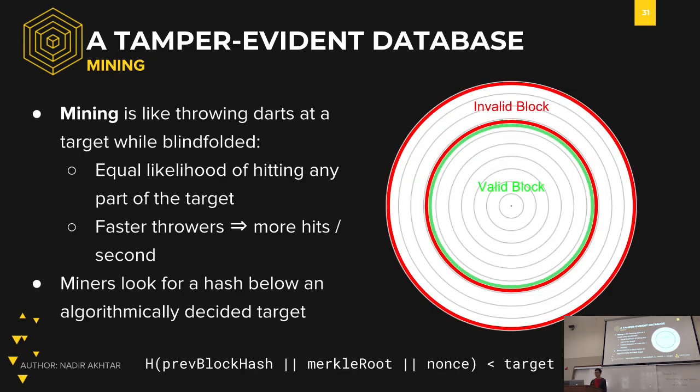So when we're talking about mining, we can think of it as throwing darts at a target while blindfolded. You have an equal likelihood of hitting any part of the target, but the faster you throw, the more hits you get in per second, right? How that correlates to mining in Bitcoin is if you have more computational power, you're able to generate more guesses in the same amount of time. So what these miners try to do is find a hash of our block ID so that it satisfies some target, right?